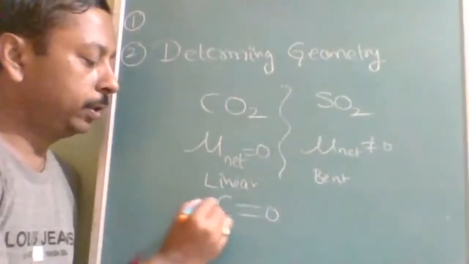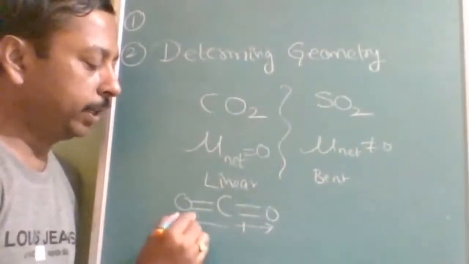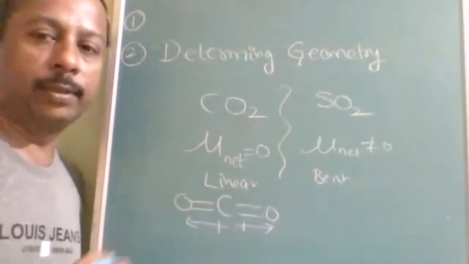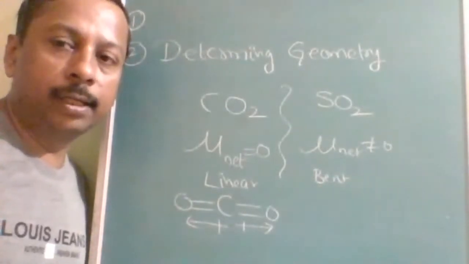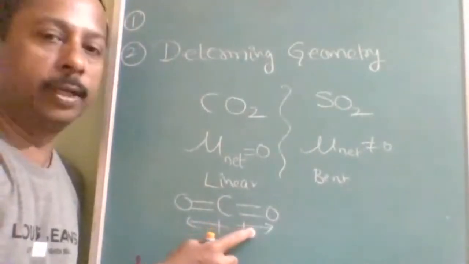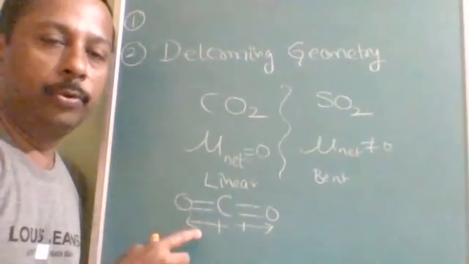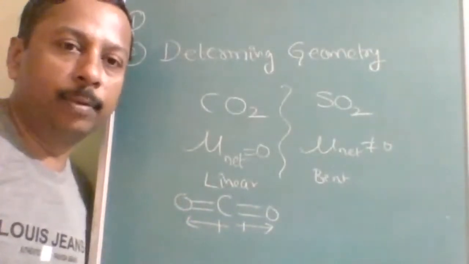So this is the linear molecule. Dipole moment 1 will be exactly opposite to the other, and it is 180 degrees. It is just like a vector addition. Let us take this as mu1 and this as mu2. Mu1 plus mu2, what is the formula for net dipole moment?